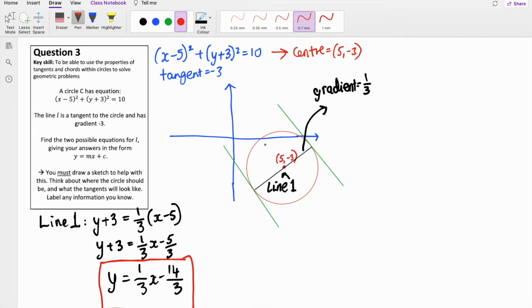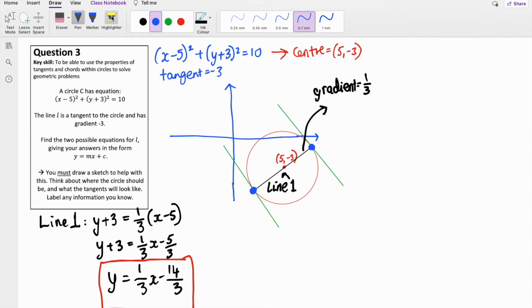Now remember, I want to find the equation of the two green lines. To find the equation of these green lines, I need to find a point that they pass through. I need the coordinates of this point and this point, because I already know their gradient. So to find the equation, I need the point where they cross. That is a point of intersection of the circle and line 1 that I've drawn in here.